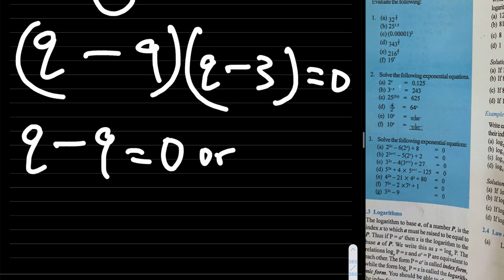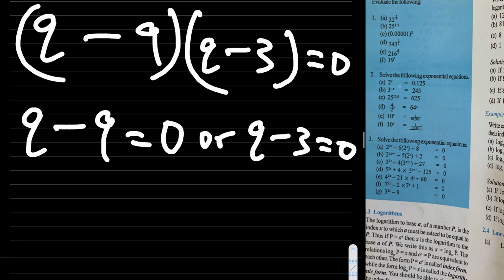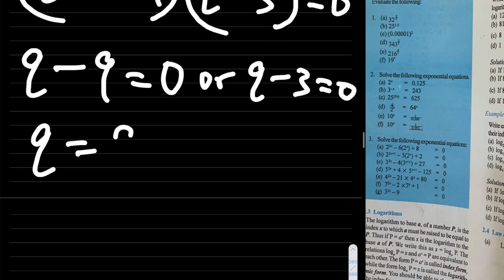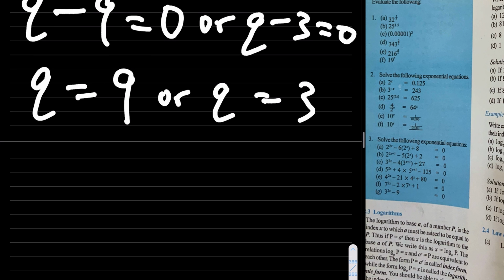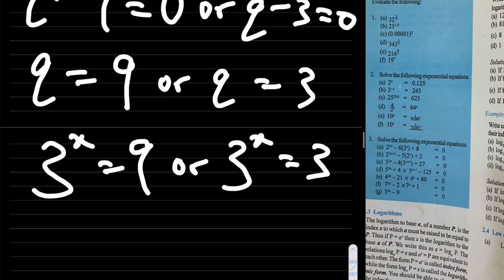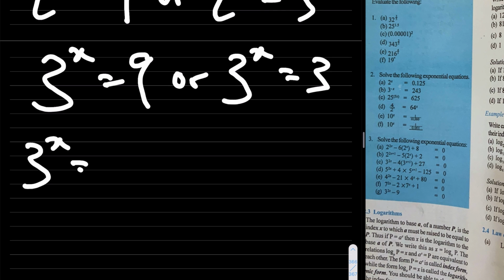q minus 9 equals 0 or q minus 3 equals 0. Do you understand? And that means q equals 9, be careful because the q is almost looking like a 9, or q equals 3. And we know that q is 3 raised to power x. That means 3 raised to power x equals 9, or 3 raised to power x equals 3.